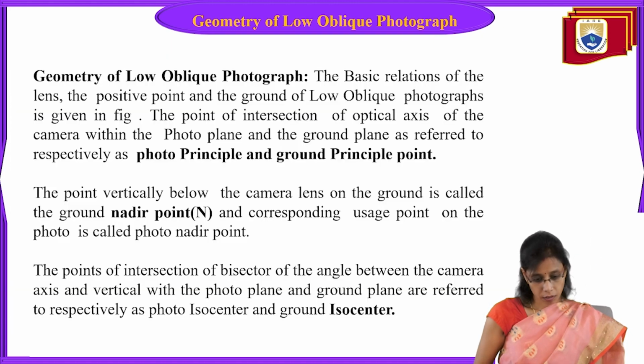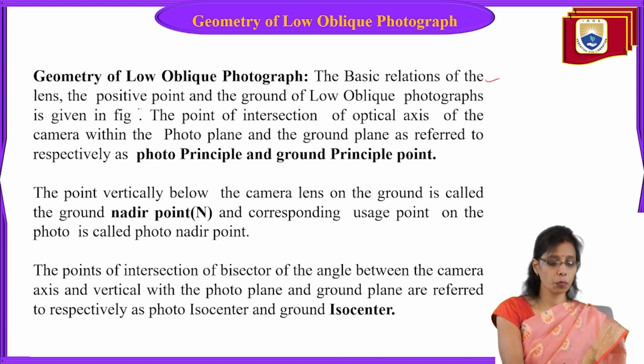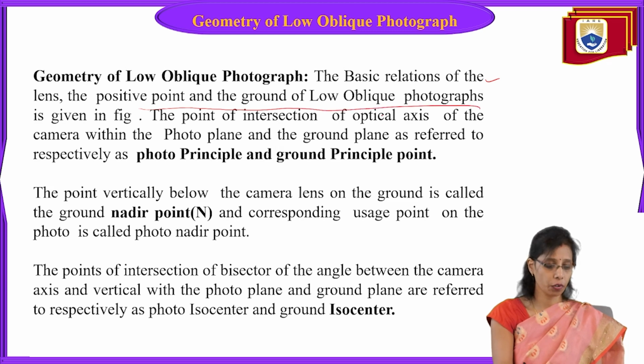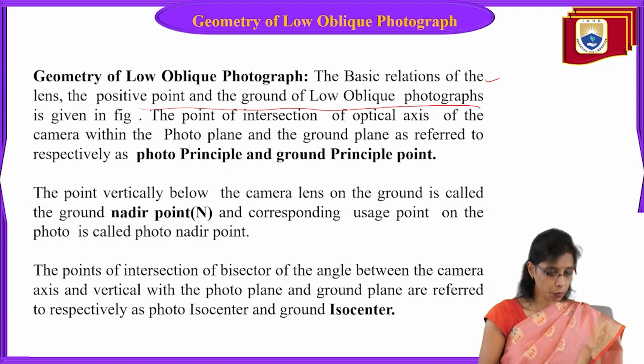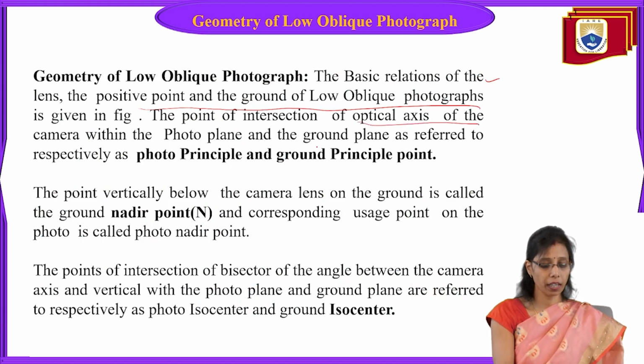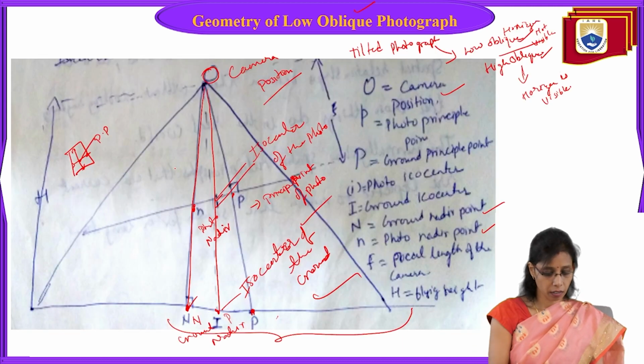Right? Now if you see here, the geometry of the low oblique photograph, the basic relations of lens, photo point and ground of low oblique photographs are given in the figure. We're talking about the point of intersection of the optical axis of the camera with the photo plane and the ground plane, referred to respectively as the photo principal point and the ground principal point.